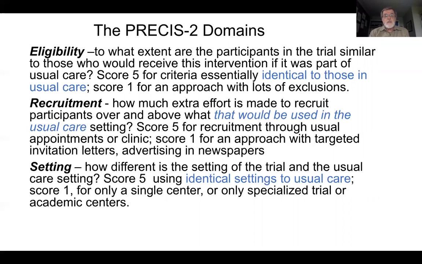And again, you get a 5 for most pragmatic if the population, or the sample, is identical to what you'd see in usual care, almost all comers. And you would give it a 1 if, like the example I gave, there were a lot of exclusions to maximize internal validity. I won't read the next 2, but again, the notion here is how similar or different is this to usual care? That's always the question you ask yourself for each of the nine dimensions.